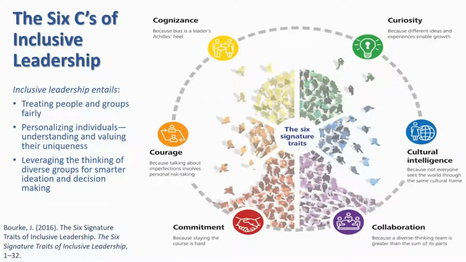And so according to this work by Deloitte and in this model, highly inclusive leaders demonstrate these six signature traits. And so let's walk through each of these. So starting with the bottom left of the model, the first trait you see is commitment.